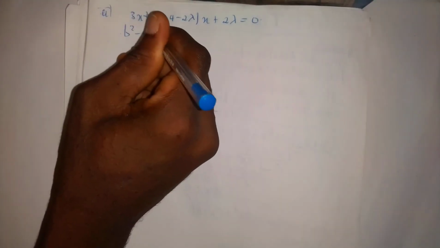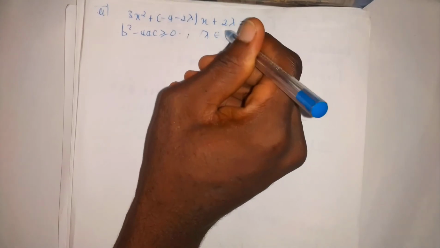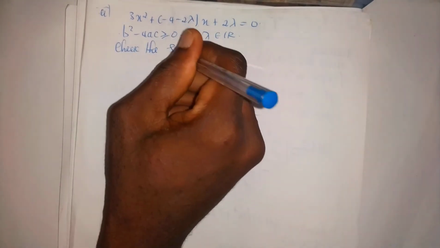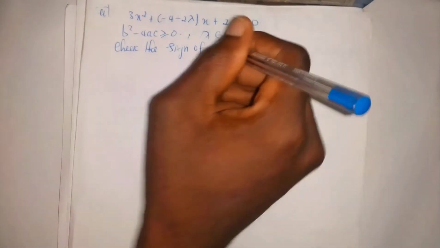So the condition for the roots of an equation to always be real is that b squared minus 4ac should be greater than or equal to 0. So we need to verify the sign of the discriminant first of all. And from here we can see that lambda belongs to the set of real numbers, which is a very good condition which they gave. And so from here what we are going to do is simply to check the sign of the discriminant, delta.